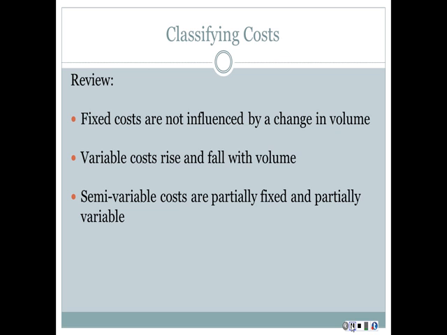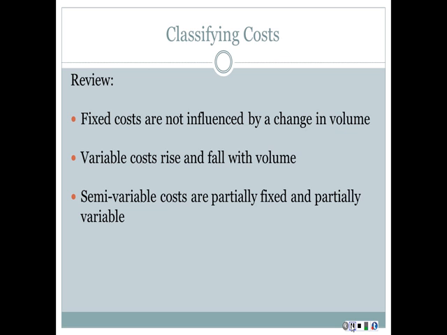Fixed costs, things like overhead, cost of equipment, are not influenced by a change in volume. No matter how many patients or procedures you're doing, these fixed costs do not change. Variable costs do rise and fall with volume, and they're costs like the supply costs. If we're doing x-rays, it would be the cost of film and those kinds of things. And there's a certain cost per procedure, per patient.